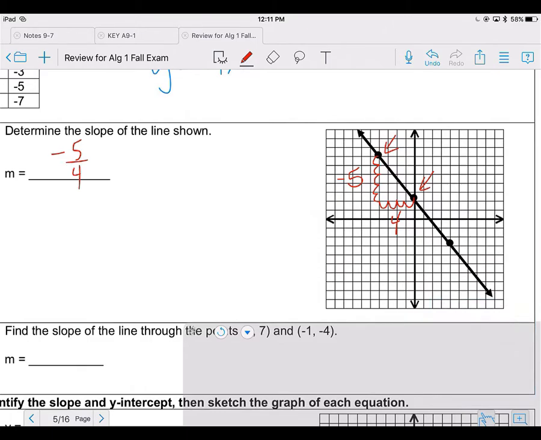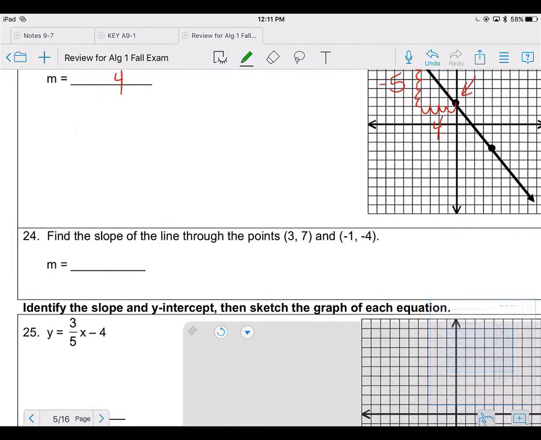Alternatively, you could pick any 2 points, or if there are 3 points, put all 3 points in, and plug that into stat edit and see your equation as well. Problem 24 is asking me to do just that. They are asking me to take these 2 points and find the slope between them.